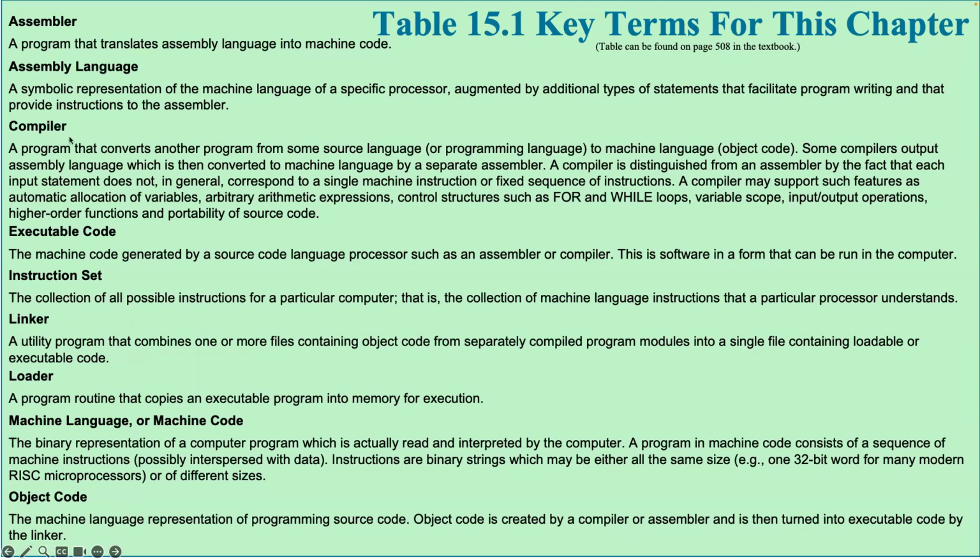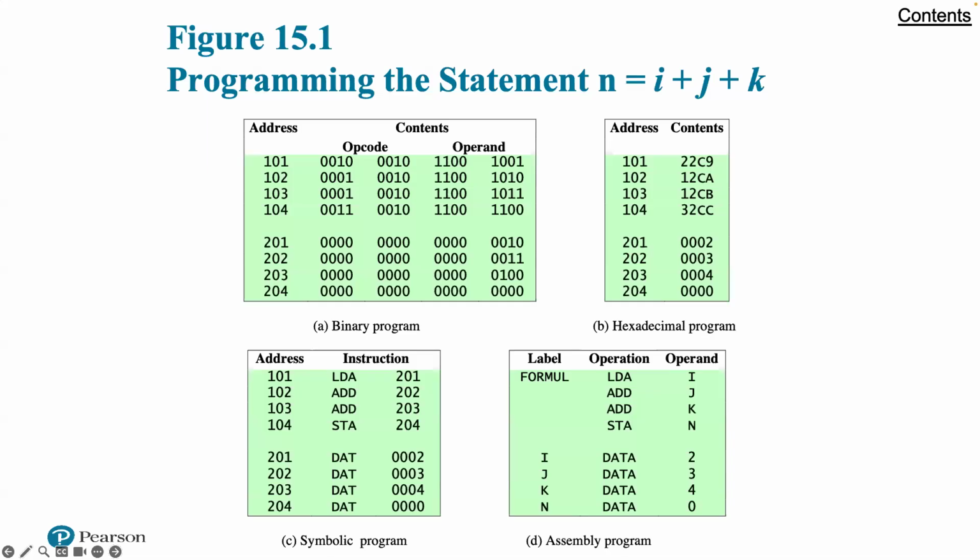For a compiler, you can have multiple passes. So it does some things in the first pass, a little bit more, and completes it in the second pass. I'm not going to talk about that in detail, but I just wanted to mention it. So let's consider how we would program the statement n equals i plus j plus k. And we're going to have 4 renditions of that.